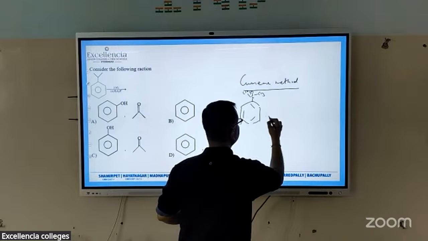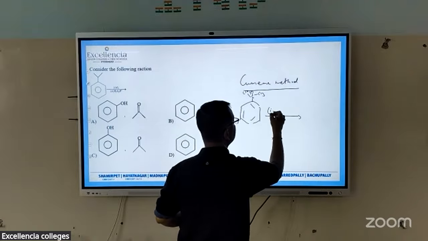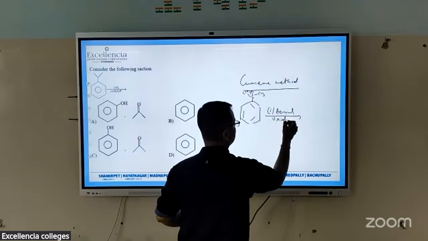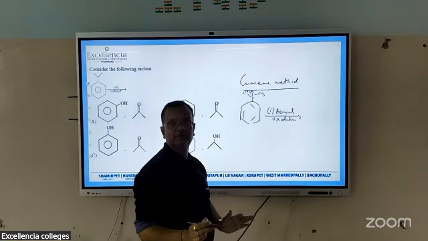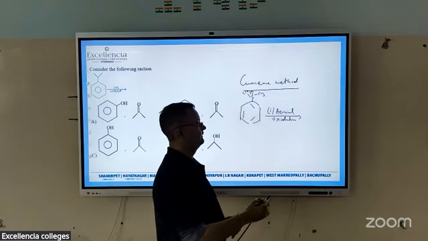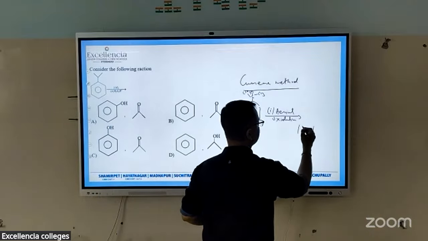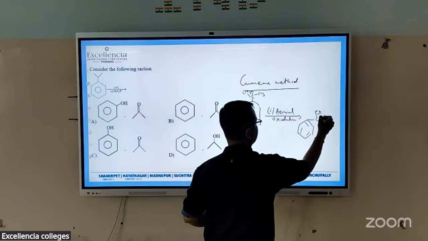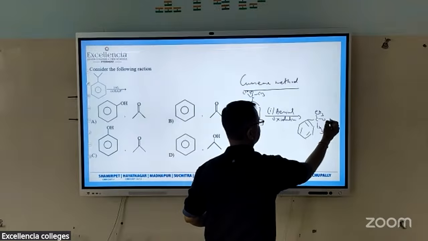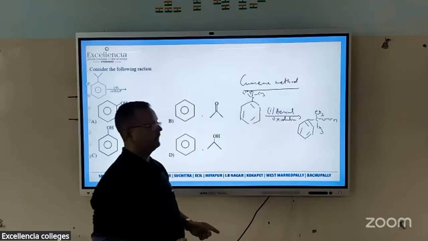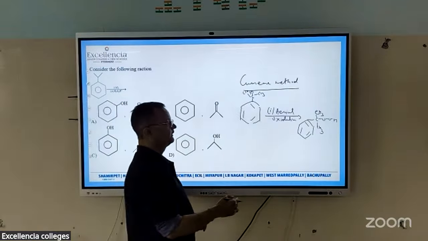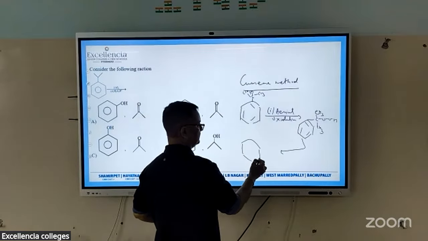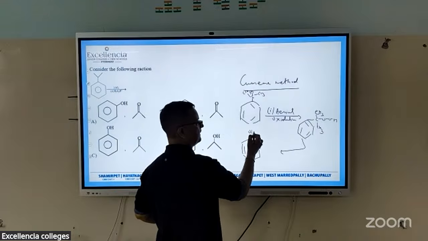So when we oxidize in air, when we go for aerial oxidation, first of all this compound gets converted to cumene hydroperoxide. See, we are getting cumene hydroperoxide, and then we go for hydrolysis. Hydrolysis will be with a proper mechanism, and we get phenol.